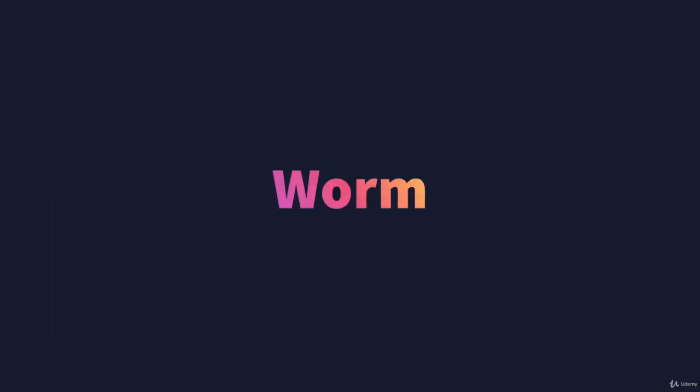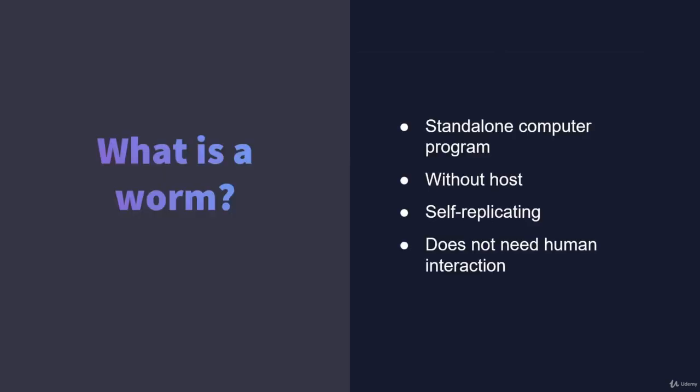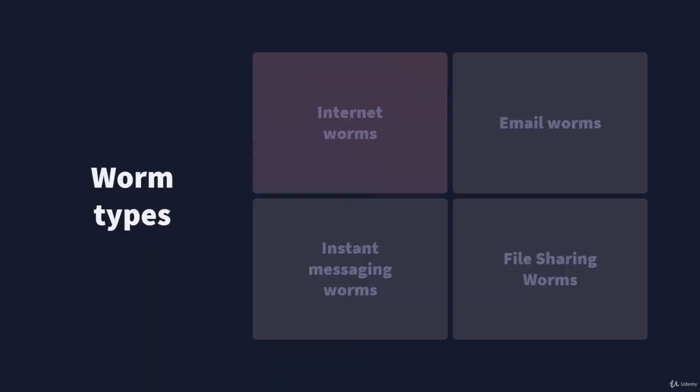Another famous type of malware is the computer worm. What exactly is a worm? A computer worm is a standalone malicious program that self-replicates in order to spread to other computers. A worm can replicate itself without any human interaction and is a standalone program. So, a worm does not need a host.